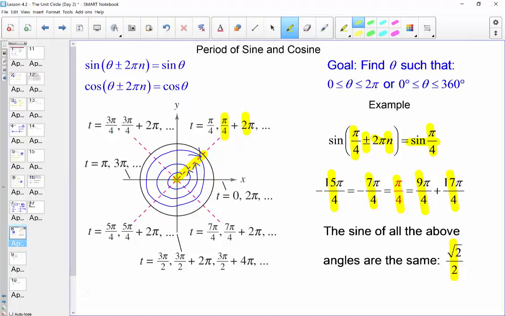In general terms, if we look at the top left corner, the sine of an angle theta plus or minus 2 pi times the number n of revolutions is going to be equal to just the sine of theta. Likewise, with cosine, since it also has a period of 2 pi, the cosine of an angle theta plus or minus 2 pi times the number n of revolutions will equal the cosine of theta. So remember, our goal is to find theta such that theta is between 0 and 2 pi if we're dealing with radians, or between 0 degrees and 360 degrees if we're dealing with degrees.